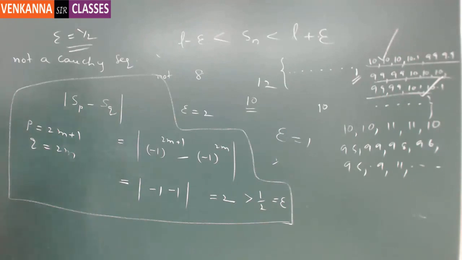I think you are a little stuck with the concept of Cauchy sequence, what it actually is. The idea is that if you consider any two terms in the sequence, the difference between them is very small, they are becoming equal. Tomorrow I am going to take more problems on this Cauchy sequence, in the beginning itself.